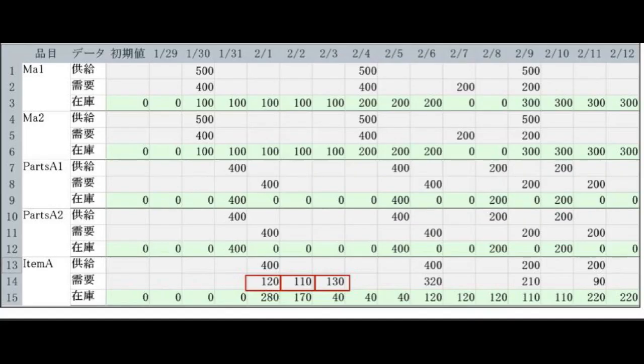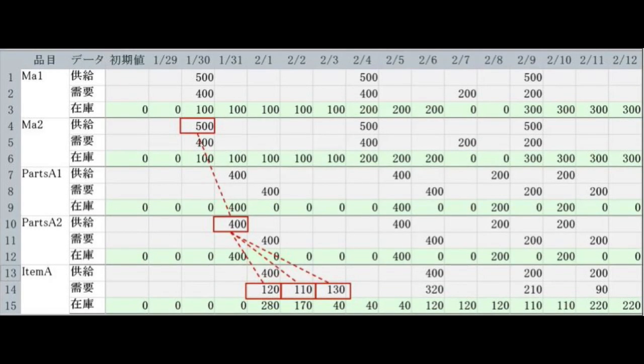For example, there are three demands: 120, 110, and 130 units. You see 400 parts are needed one day before. 500 units need to be manufactured 2 days before. As you can see from the inventory in the PSI table, MRP manages the minimum quantity and date to avoid shortages. Also, you can see this kind of relationship for each order.